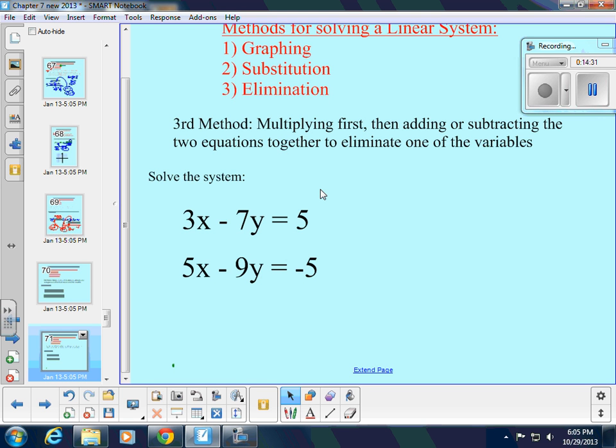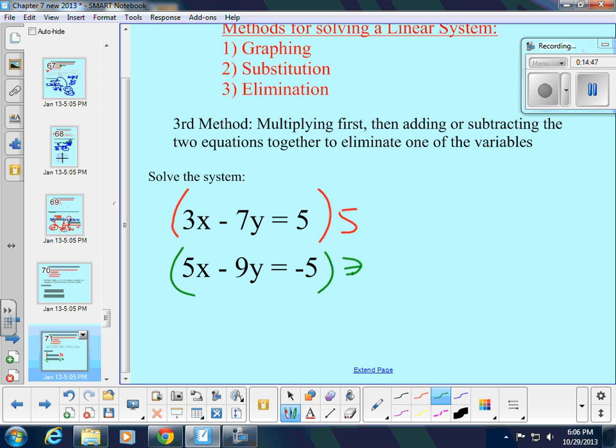We're going to try to eliminate the x variables. So how would that work? Well, in this case, the least common multiple of 3 and 5 ends up being 15. And so what I would do is multiply the top equation by 5, and multiply the bottom equation by 3. That will give me, again, two equivalent equations that I can still use to solve this system. They'll be equivalent to the ones originally given to me in the problem.